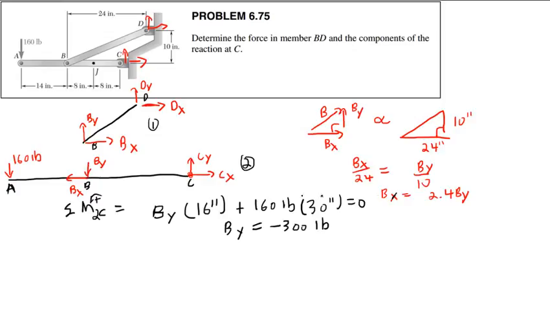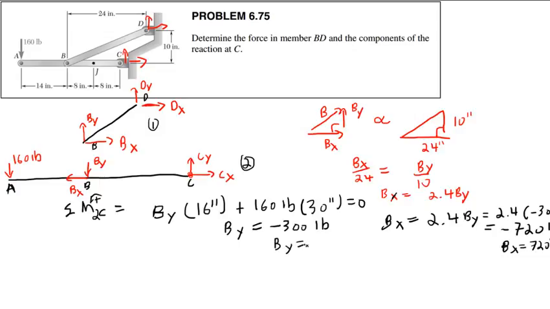Okay, now I can simply get bx using this equation here. Bx is going to be 2.4 by, or 2.4 times negative 300, and this will be equal to negative 720 pounds. So this is actually going to be going to the right. I can actually say BX equals 720 pounds to the right, and BY equals 300 pounds upward.